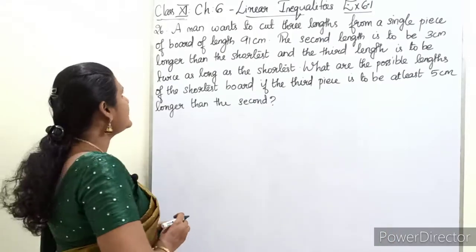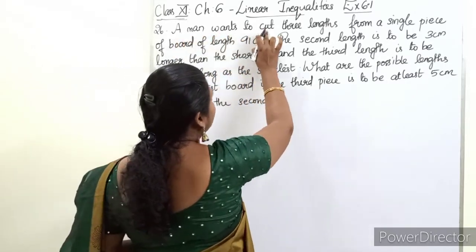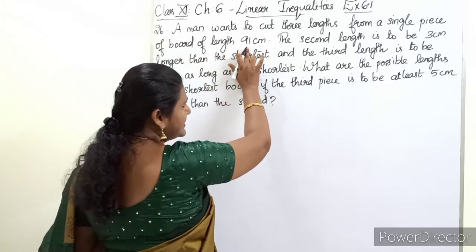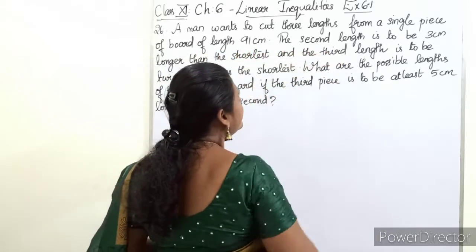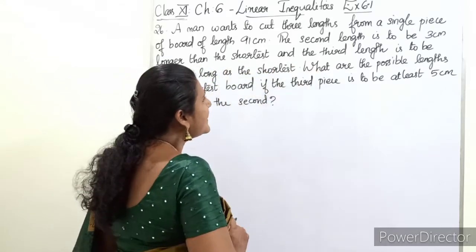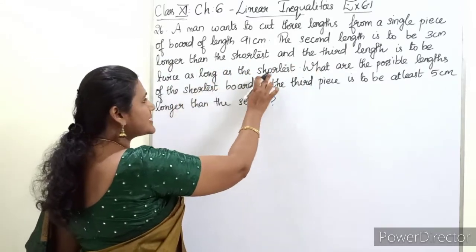So question number 26. A man wants to cut 3 lengths from a single piece of board of length 91 centimeters. The second length is to be 3 centimeters longer than the shortest, and the third length is to be twice as long as the shortest.